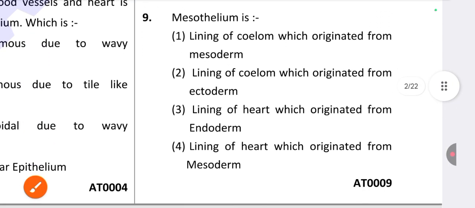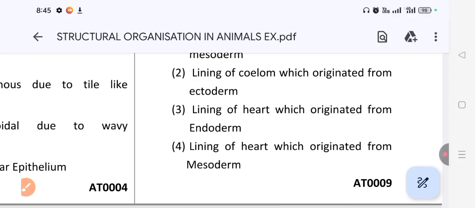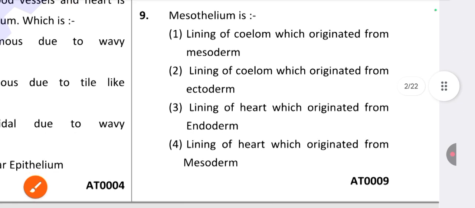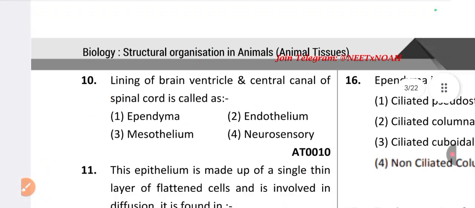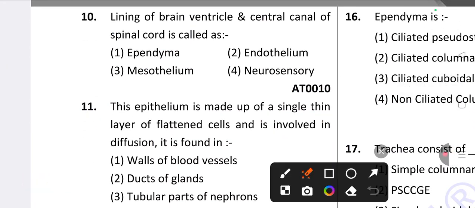Next, mesothelium is, so what is mesothelium? So the answer is first option, that is lining of coelom which originated from mesoderm. So that would be the answer. And the next, 10th question, lining of brain ventricle and central canal of spinal cord is called ependyma. Next, this epithelium is made up of single thin layer of flattened cells and is involved in diffusion. So which epithelium is involved in diffusion, where is it found? So answer is first option, walls of blood vessels.